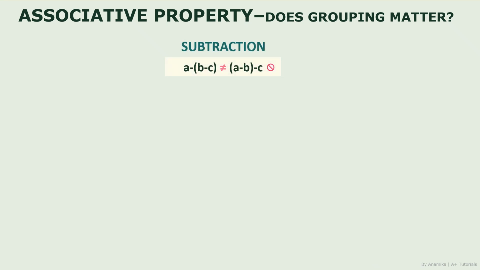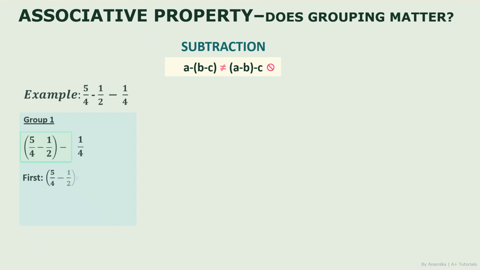Let's explore that. We start with 5/4 minus 1/2 minus 1/4. Let's first solve 5/4 minus 1/2. LCM of 4 and 2, that's 4. Now adjust the numerators. 5 minus 2 over 4, that gives us 3/4. Now subtract 1/4. 3 minus 1 over 4 equals 2/4, which simplifies to 1/2.